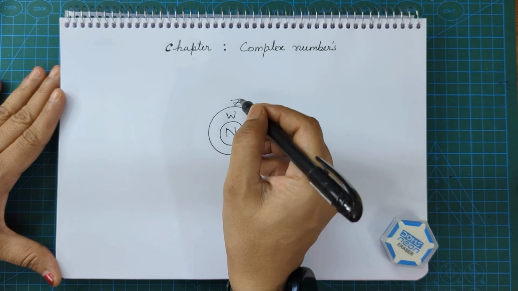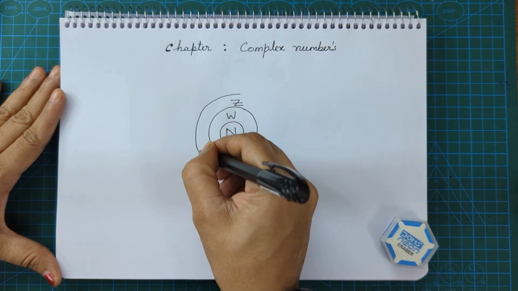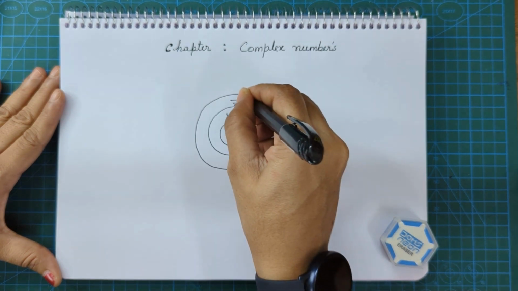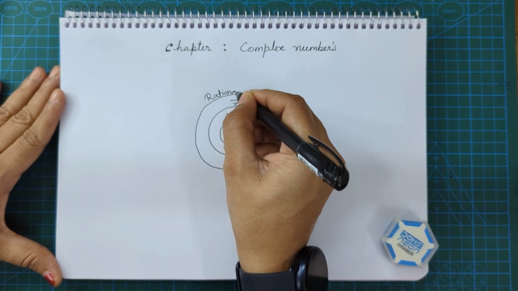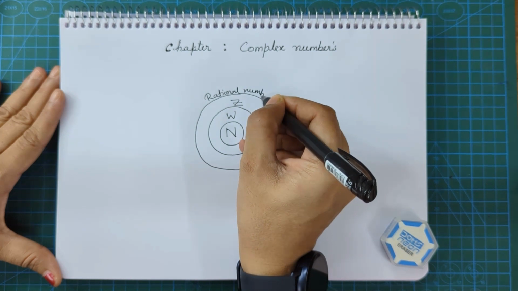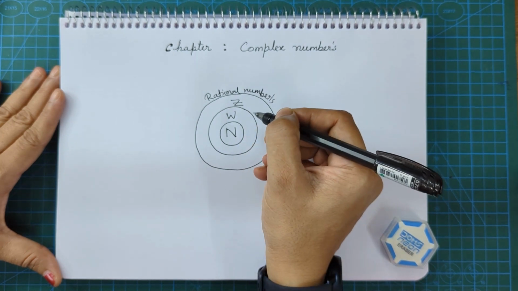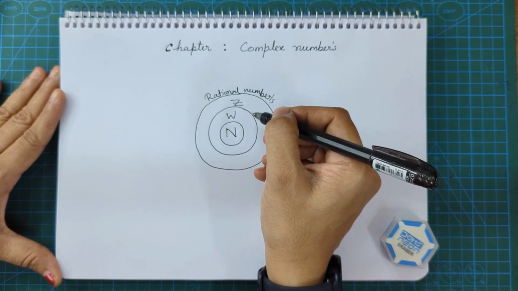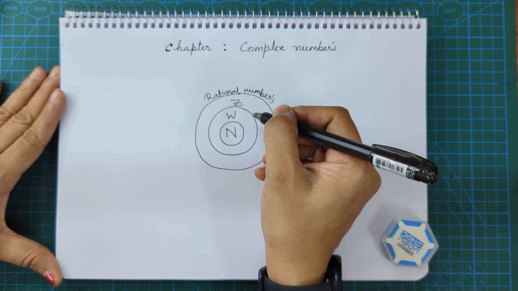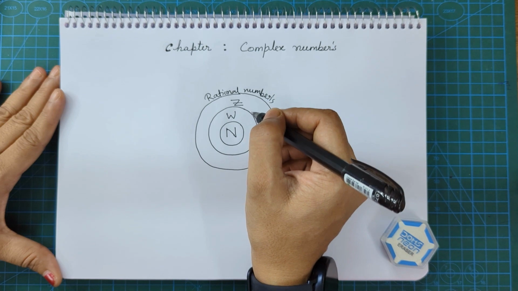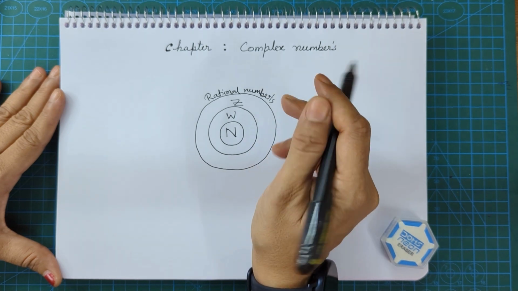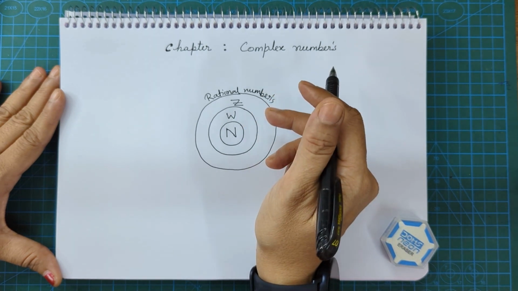The set of integers is embedded in the set of rational numbers. What are rational numbers? Rational numbers are represented in the form of a fraction p by q, where the denominator q should not be 0 and p and q are any integers but the denominator q should not be 0.